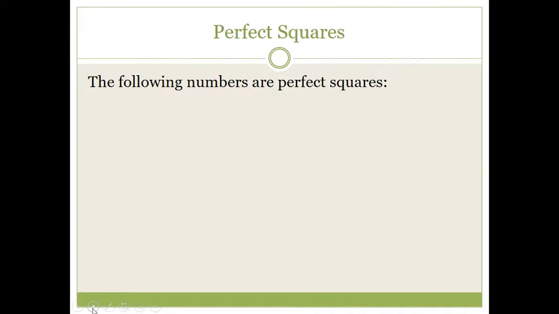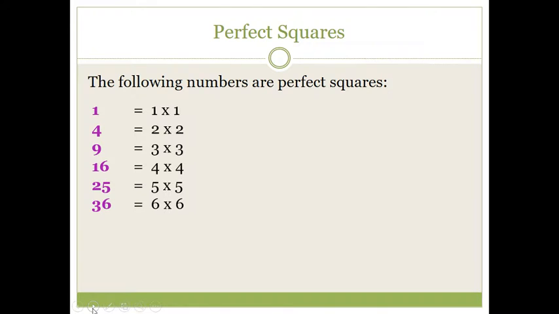Okay, so let's list a few perfect squares. These numbers that are in purple here are perfect squares. 1 is a perfect square because 1 times 1 is 1. 4 is a perfect square because I have 2 times 2, which equals 4. Remember, they're perfect squares because I'm multiplying the same number by itself over here on the right side. That's what makes it a perfect square. So 9 is a perfect square because it's 3 by 3.